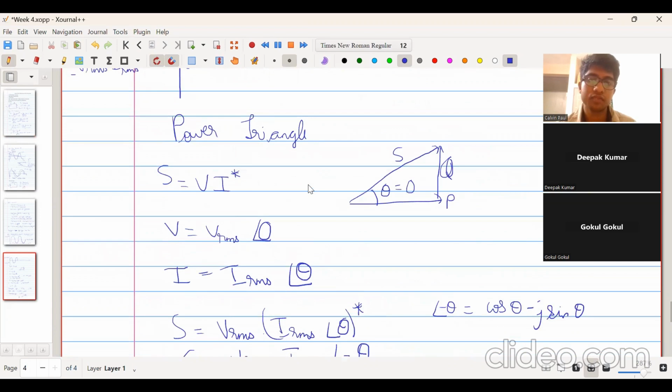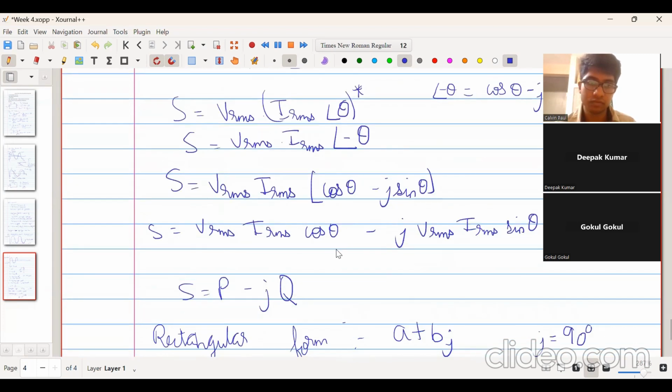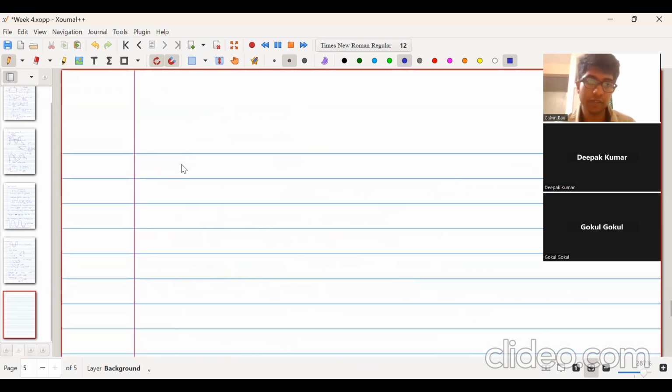Now this angle theta is related to the concept of power factor. The power factor is given by cos theta, which is given by P upon S. Based on the triangle, cos theta is P upon S. That is known as the power factor of the circuit.